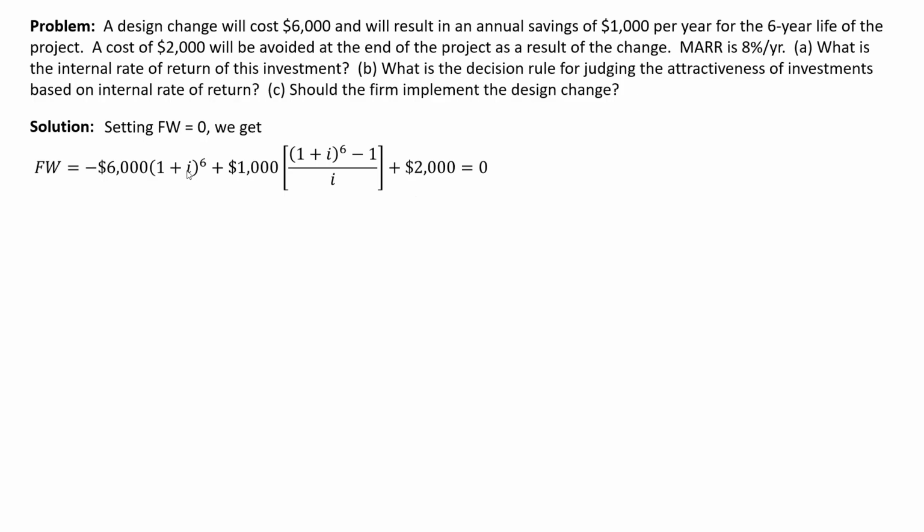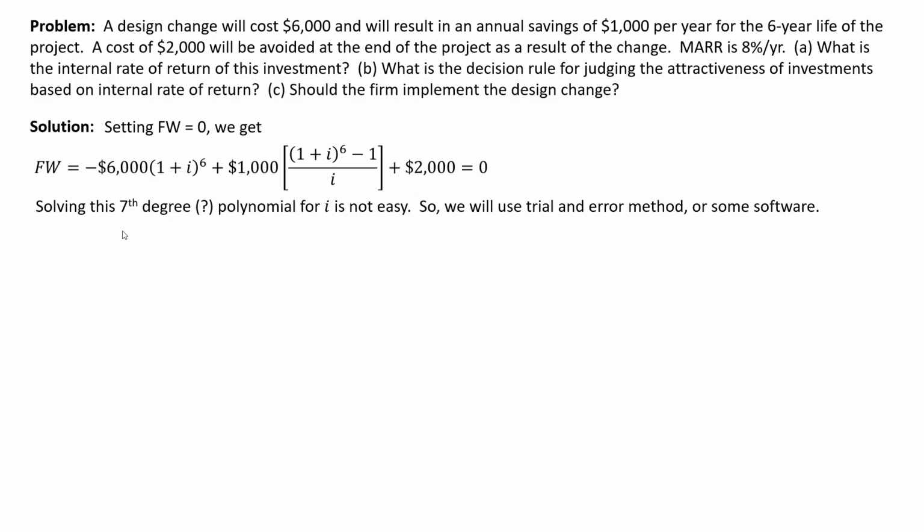Are they saying I is 8%? No, they're not, right? We need to figure out what I is. Cool. All right, what is the internal rate of return of this investment? So what is that I that makes this future worth equal 0? That's what we need to find. So how do we do this? Solving the seventh degree polynomial. And I put a question mark. Seventh degree polynomial?